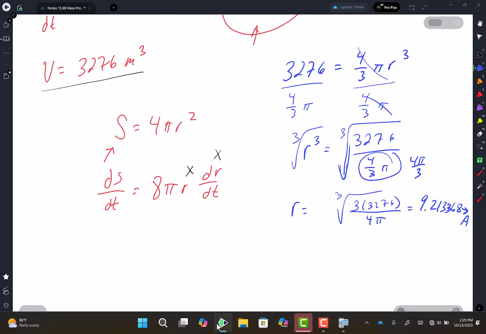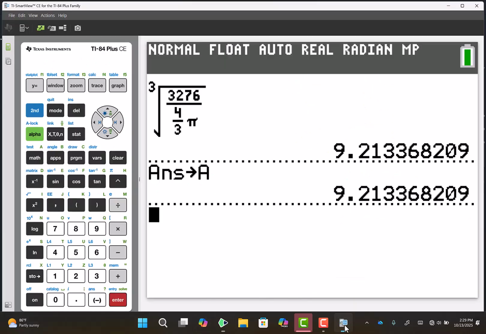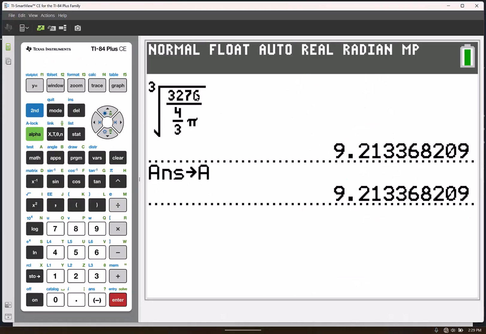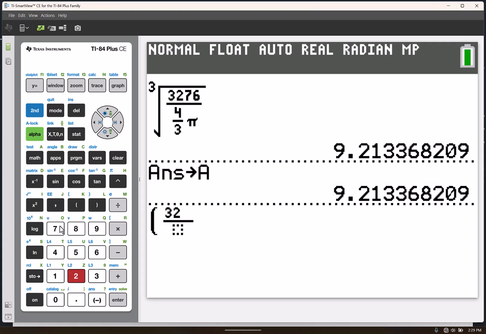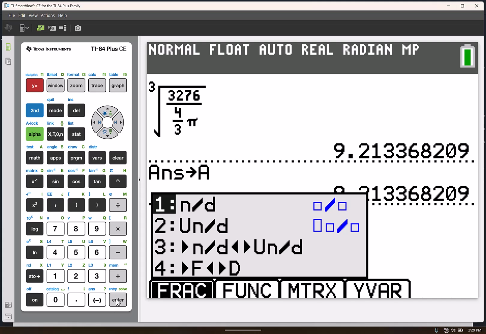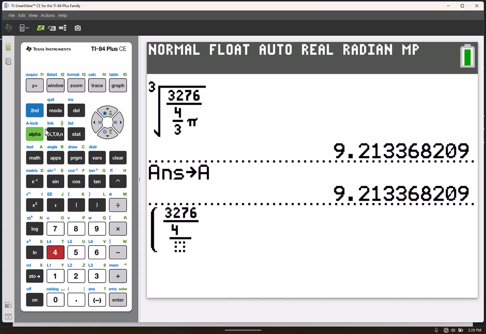Guys, I want to make sure you're aware, in case you're freaking out during the test, it doesn't have to look like this. You could have done this: parenthesis, alpha Y equals, enter, 3276 over, and just like Morales said, she's going to go to pi with the 4 pi over 3.